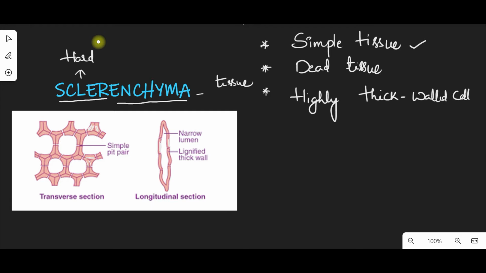And inside the cells, you will see a cavity, which we call lumen. See what they have written here. They contain a cavity, which we call a narrow lumen. The lumen is not even broad. It is very narrow. Lumen is present. So, first of all, it is a simple tissue. It comes under the dead tissue category. And it has a highly thickened wall. And they contain a narrow lumen.